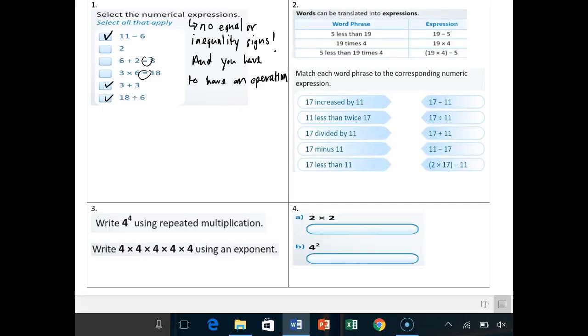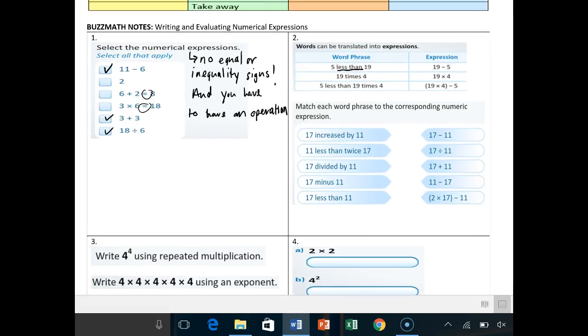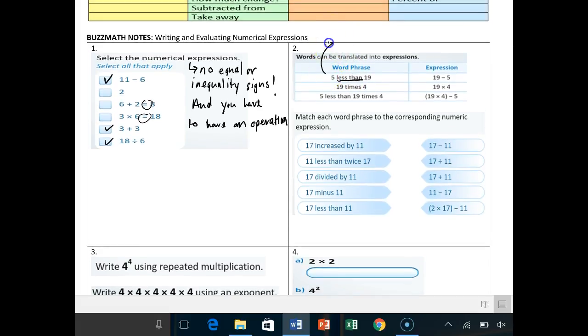All right, hopefully you got number 1 right on Buzz Math. Number 2, so words can be translated into expressions. We have a word phrase like 5 less than 19. And remember when I told you to star this, really what this means, a lot of you want to say, okay, less than is subtraction, and a lot of you will say, oh, this is 5 minus 19. I want you to circle it, cross it off. This is wrong.